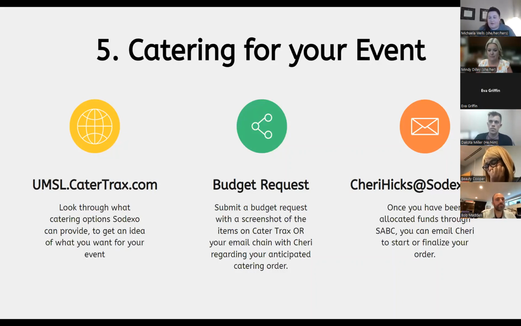Once you look through all that they have and figure out what you want, you would submit a budget request. Again, we're going to go through the budget request process. That's just number 6 on our list, not number 5. So you would submit a budget request with a screenshot of the items on Cater Tracks, or if you chose to email Sherry, which is the next blurb on this slide, you would put a screenshot of your email. I know the budget request system asks you to upload a document and you can't upload a picture. In the past on MyEngage, you could just upload pictures. If you're doing an email chain, don't just copy and paste the email into a Word document and upload it. Screenshot your email and put the screenshot into a Word doc to upload.